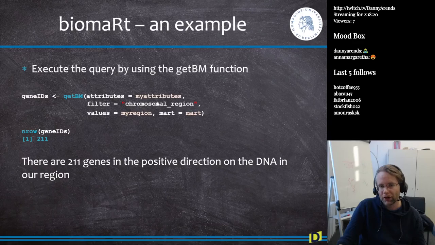So this is what I do. I say getBM, do the call, and then I get back a list or a matrix which contains the data that I asked for. And then when I look at the number of rows, it tells me that there are 211 genes in the positive direction on the DNA in our region, right? So that's the list that we get.